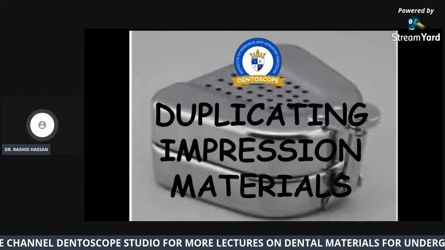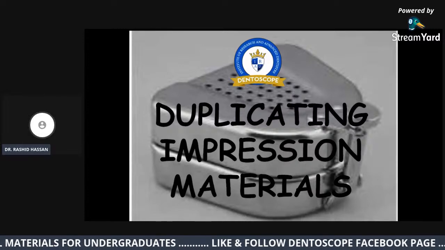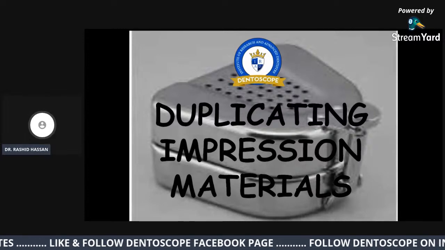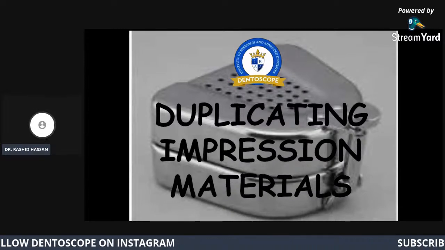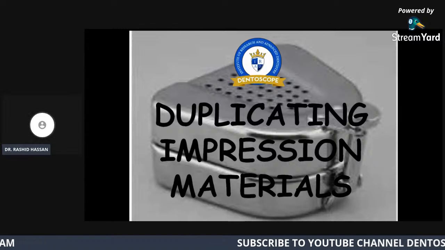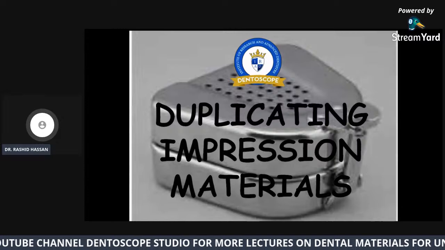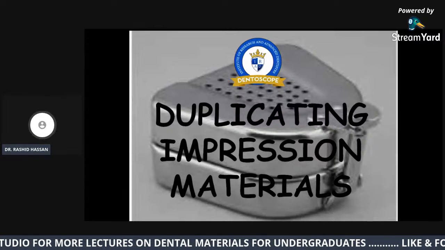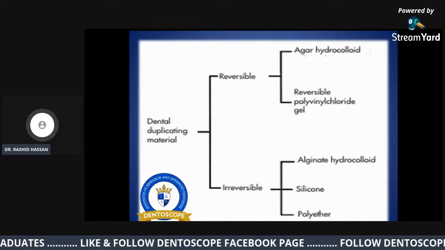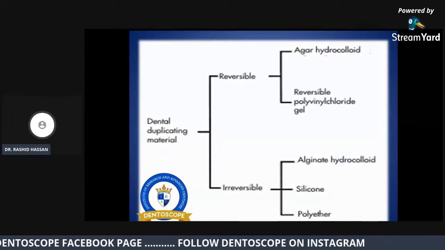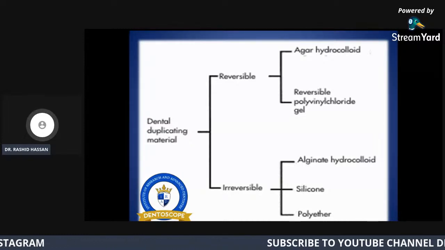Now coming to the duplicating impression materials. I have told you that we have studied it, just mentioned it, the multiplication of cast. There are some materials which are not suitable for multiplication of the cast, like condensation silicones, etc. But here I'm going to give you just 2-3 slides to make you understand what exactly duplication is, and why exactly we need it. So duplicating materials are used to duplicate the cast. There are two types: either they are reversible or irreversible.